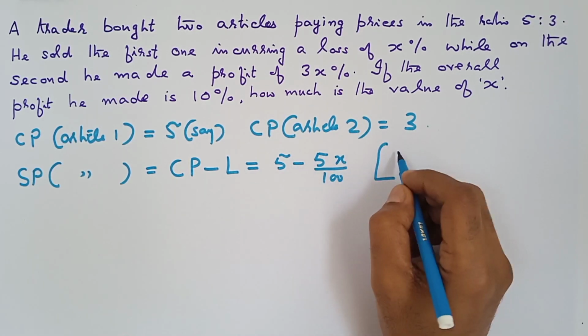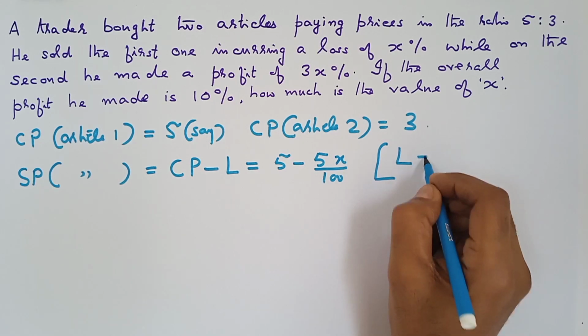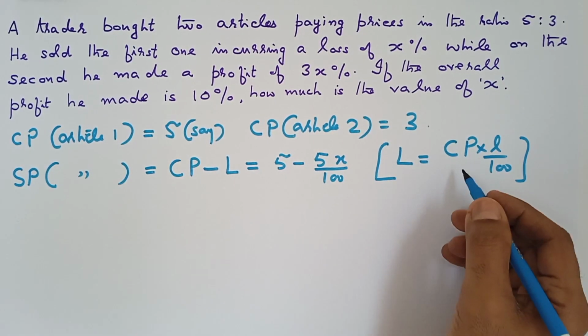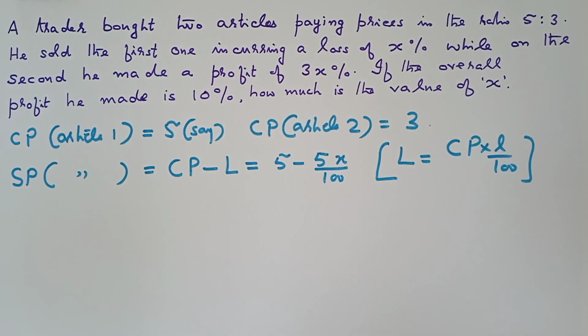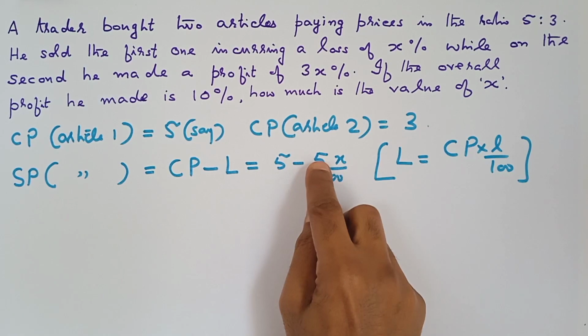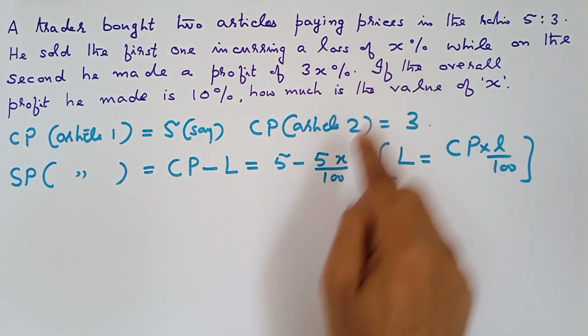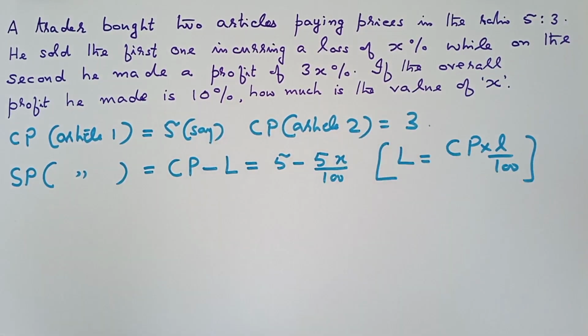In fact, we are using a simple result like this. I've covered it in my video on the basic concepts of profit and loss. I request you to go back to those videos, whose link is given in the description below. Now CP is 5, L is X. So exactly this I'm writing here.